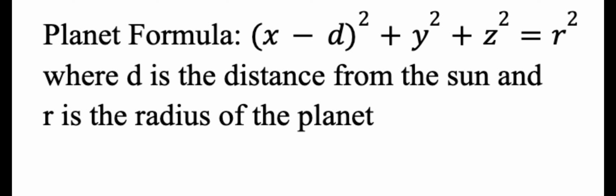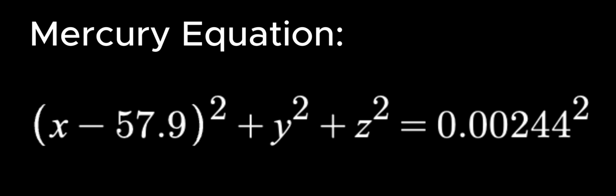Building on this concept, we created equations for each planet, where (x − d)² + y² + z² = r², where d represents the distance from the Sun and r represents the radius of the planet, still in gigameters. The planetary equation used to describe Mercury in this manner is (x − 57.9)² + y² + z² = 0.00244², again using gigameters as a unit of measurement.